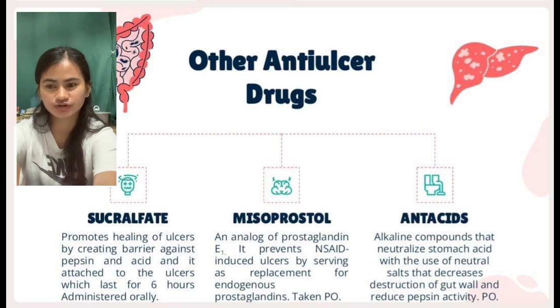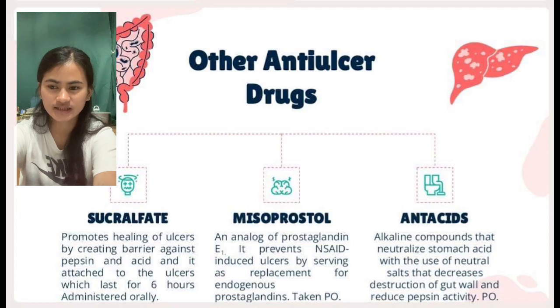Other anti-ulcer drugs. Sucralfate promotes healing of ulcers by creating a barrier against pepsin and acid. It attaches to the ulcers, which lasts for 6 hours. It is administered orally. Misoprostol, an analog of prostaglandin E1, prevents NSAID-induced ulcers by serving as a replacement for endogenous prostaglandins. It is taken orally.